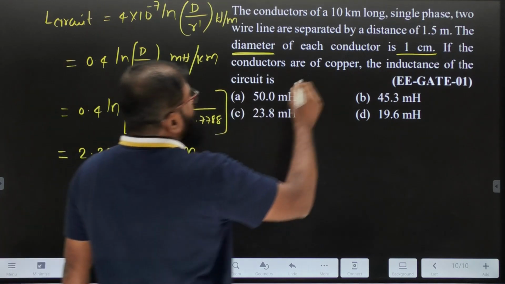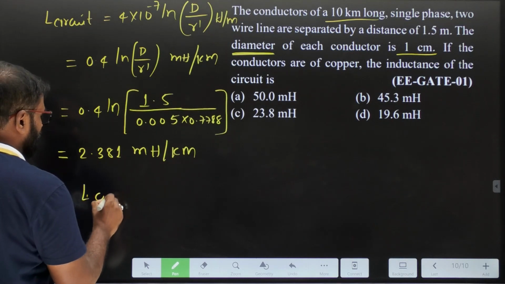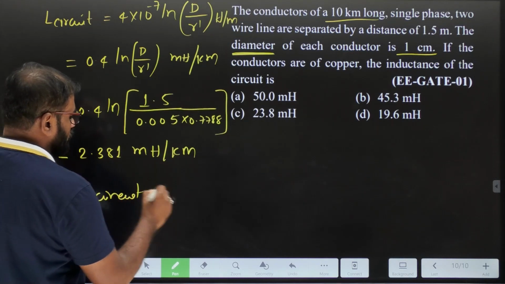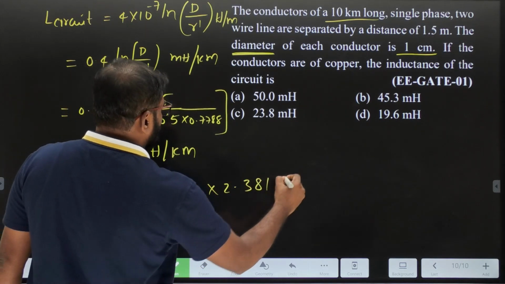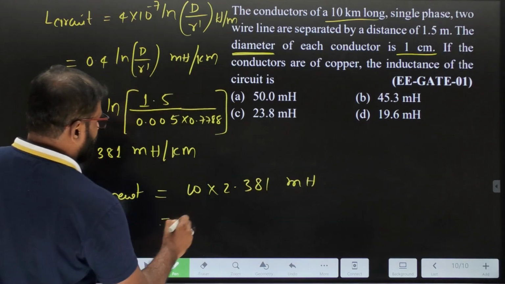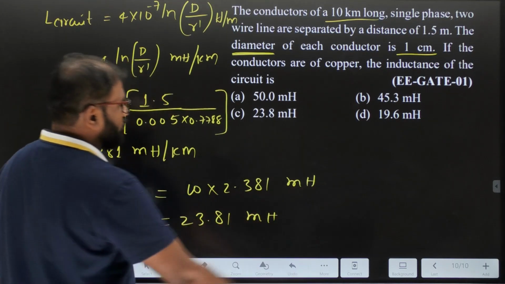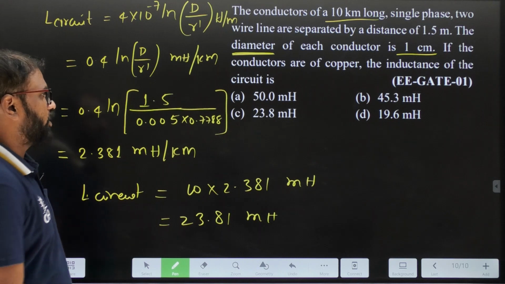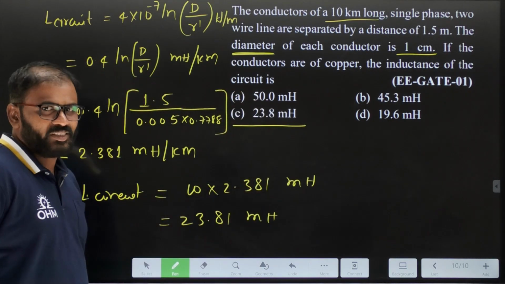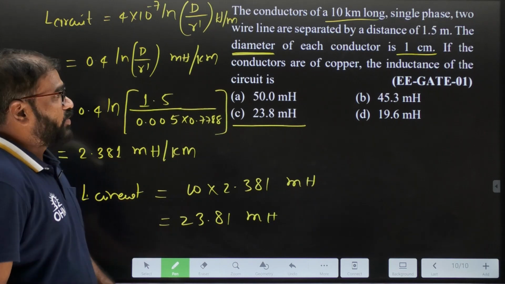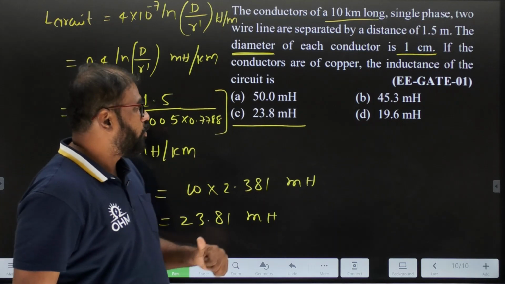But is asking for what? 10 kilometer long line. So this should be multiplied with 10 kilometers. So L circuit equal to 10 times 2.381 millihenries. So we get 23.81 millihenries. Now this is the final answer. Okay, so the option is C. Clear? Again, it is also a simple question, but careful, sir. If the same question, when same data is given, if the question is asked like this, what?